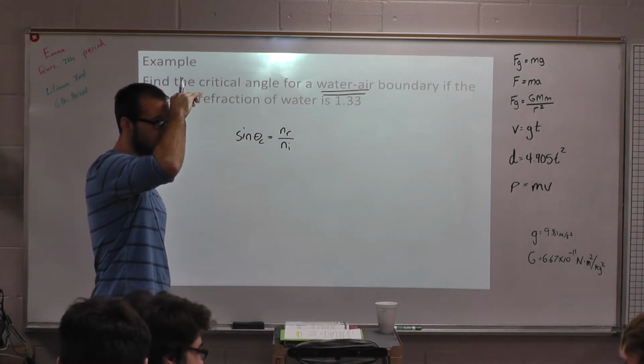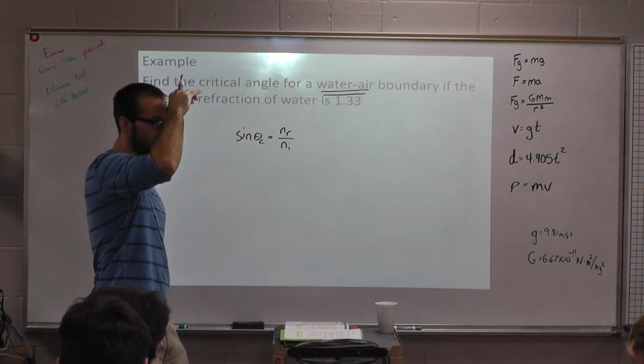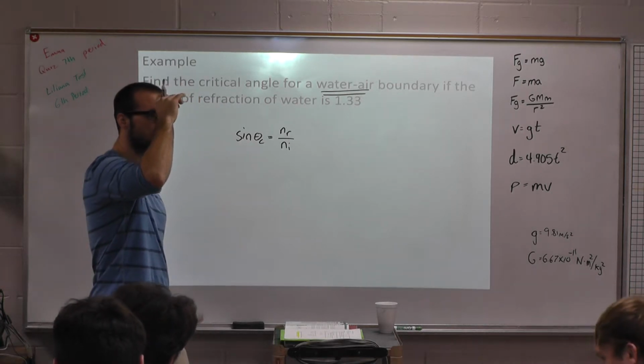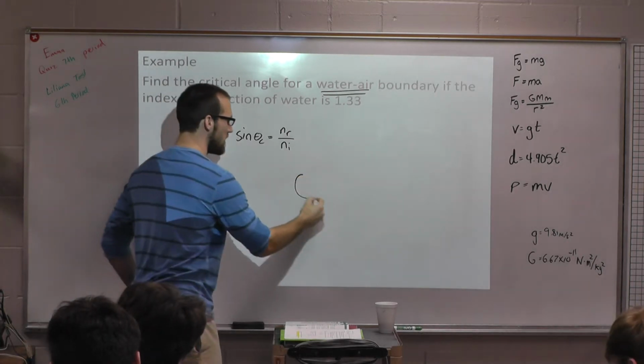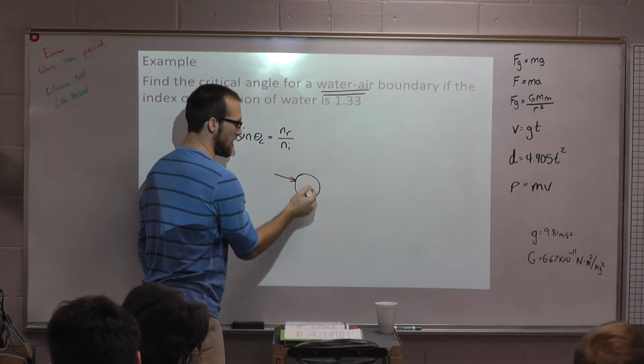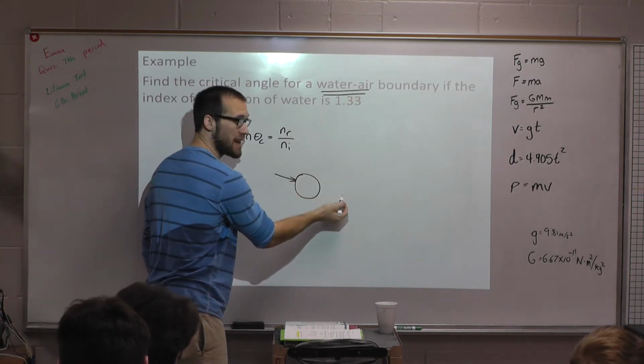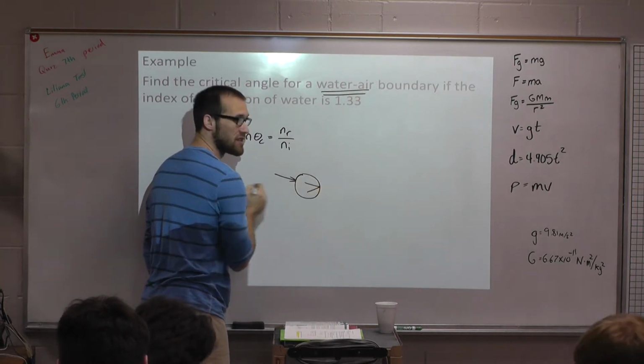Because it goes from fast to slow to fast. Oh, that's true. Water's slower than air. It goes from... oh no, never mind. It's on. Because it goes from air to water. When it goes in here, it goes from air to water, but then it won't go from water back to air because of total internal reflection.